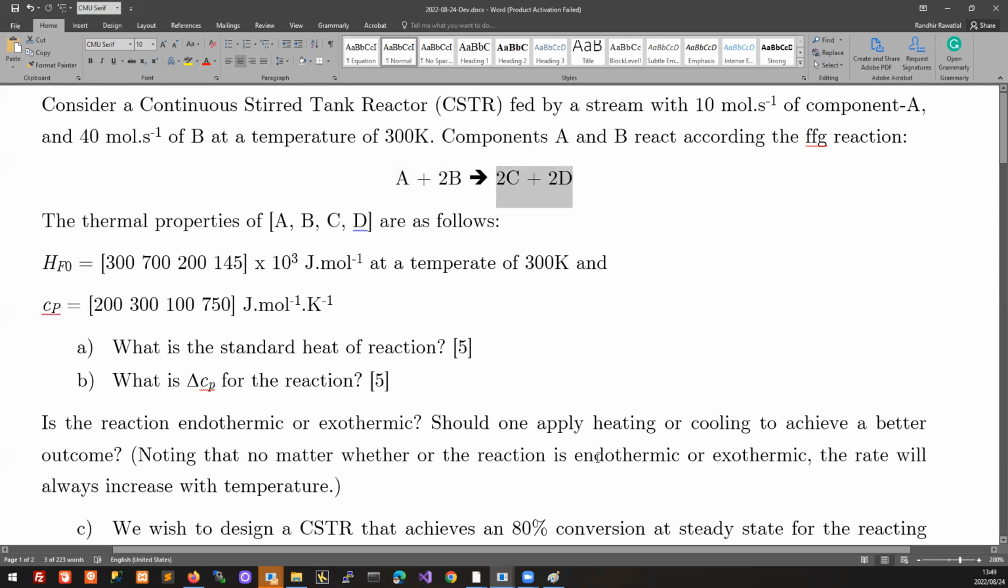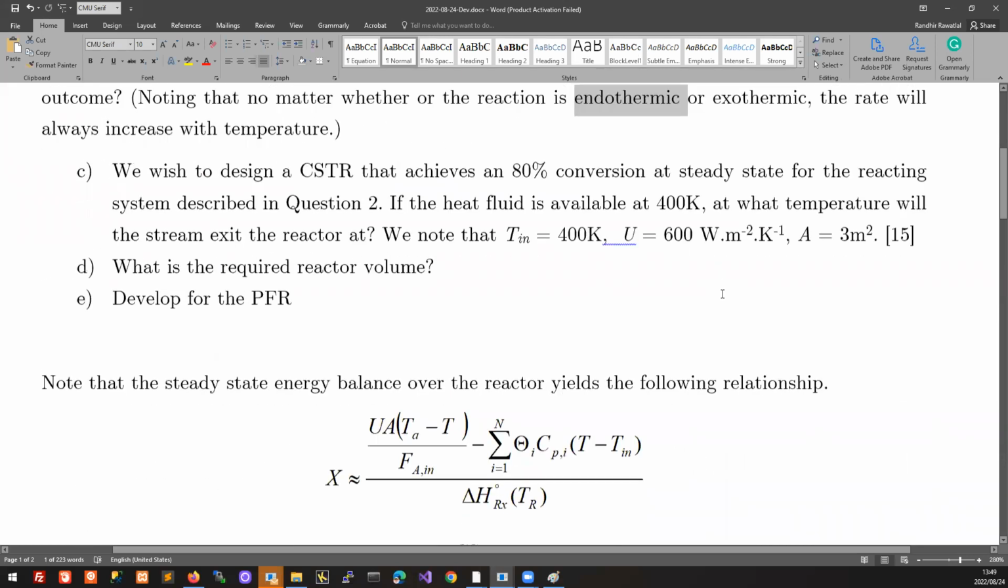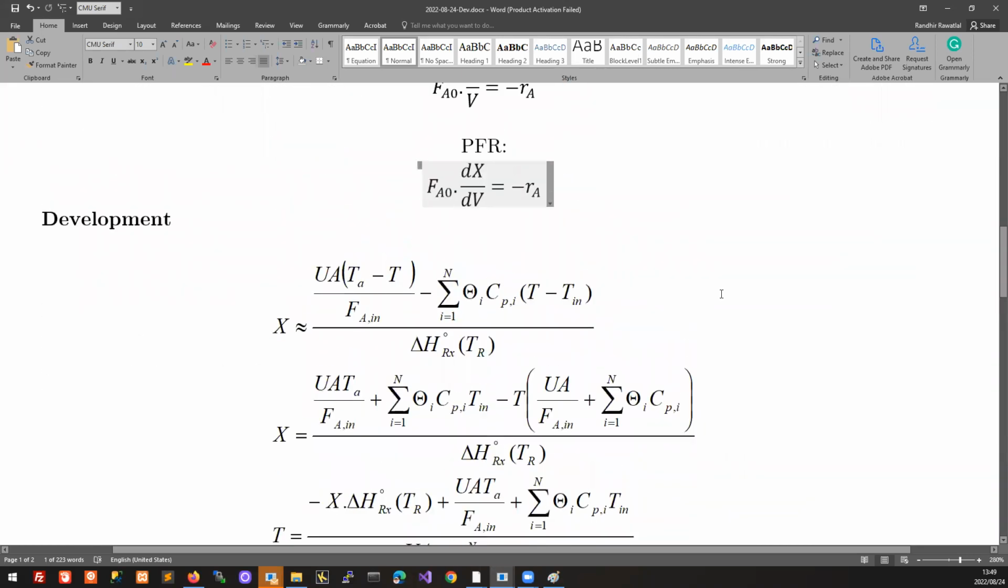So endothermic means your products have a higher chemical potential energy, means you must have stolen energy from the temperature side of things, from the thermal profile of the reactor. So endothermic means your reactor temperature goes down. Okay, any questions or comments on that? Right, so that's endothermic and exothermic.